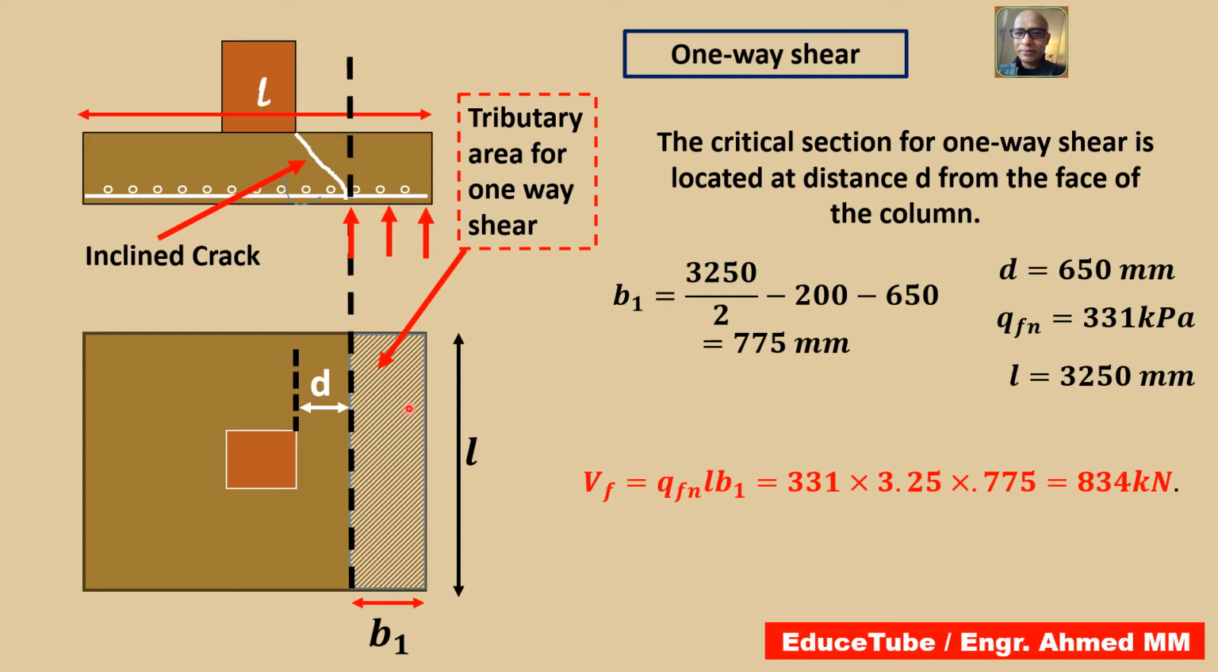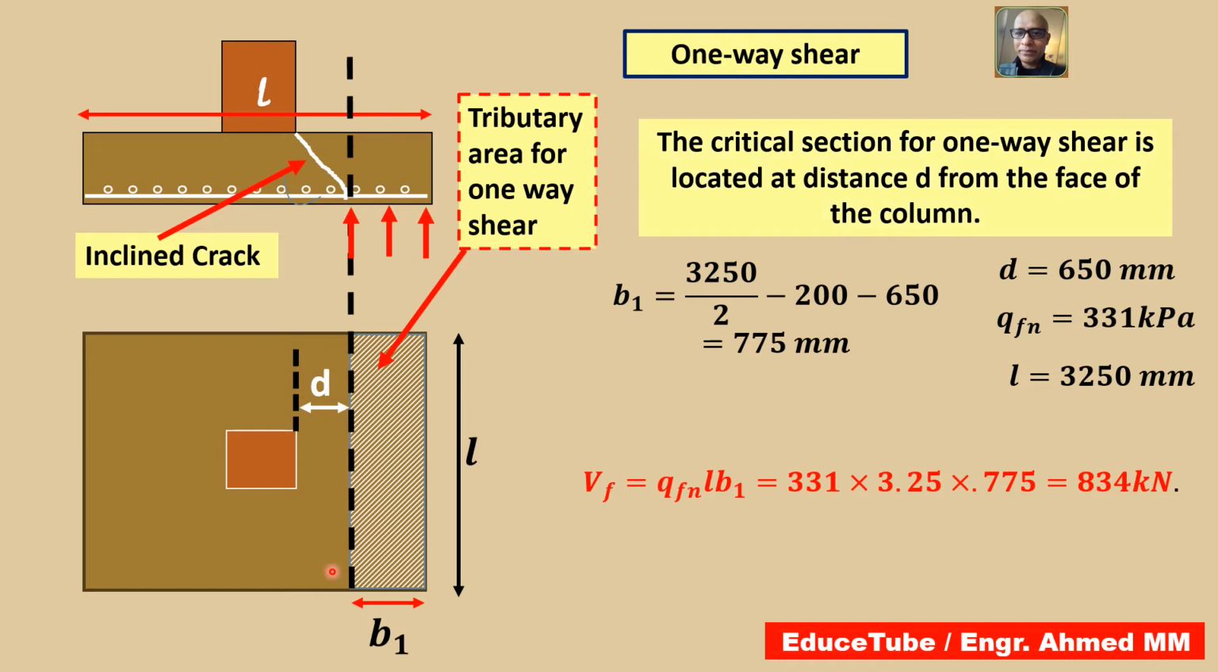This hashed area will be at a distance D from the face of the column. Here it is shown that the cracks, as I told before, are at a distance D. The tributary area is smaller, not as big as for two-way shear, which was a very big area. Now for one-way shear, the area is small, but we need to find this B1. So let's see how to get that.